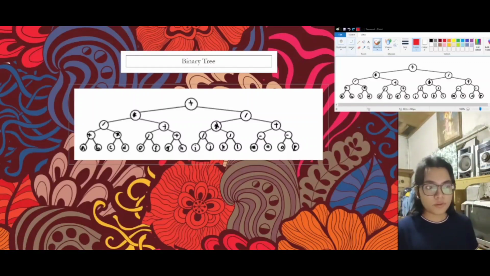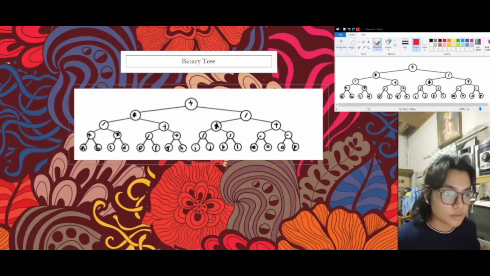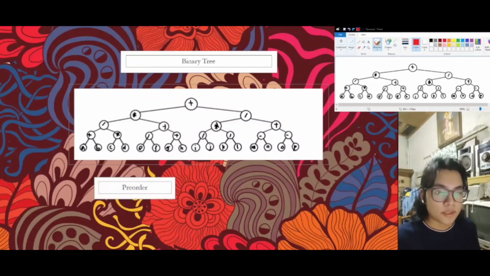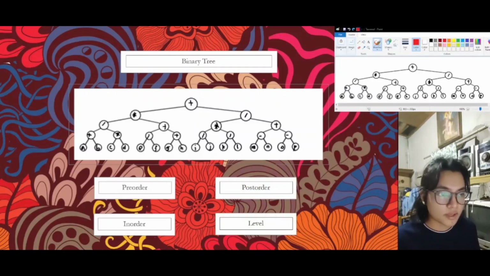Now we're going to move on to traversals. So how do we traverse a tree? There are actually 4 methods of traversing a tree and accessing each node. We have preorder, inorder, postorder, and level order. So let's now begin on how to traverse a tree.